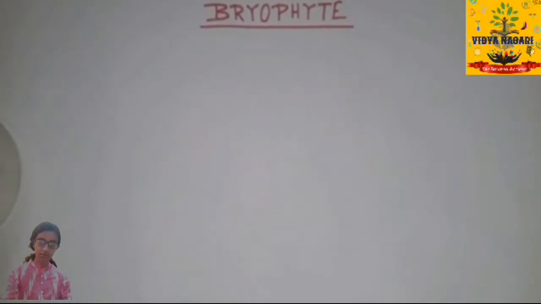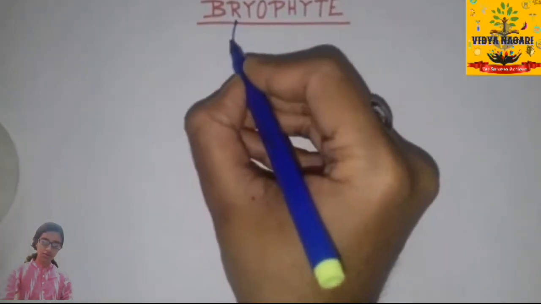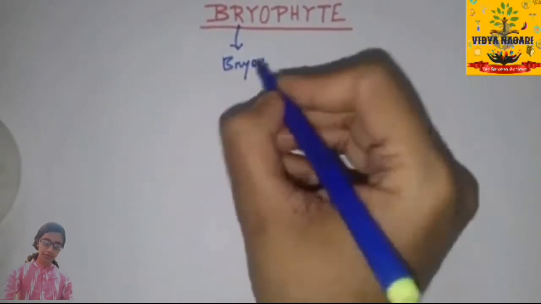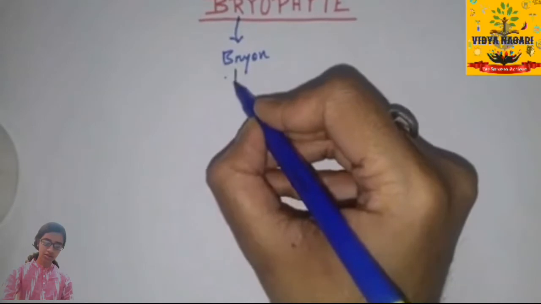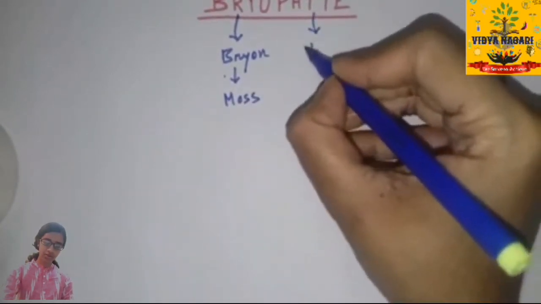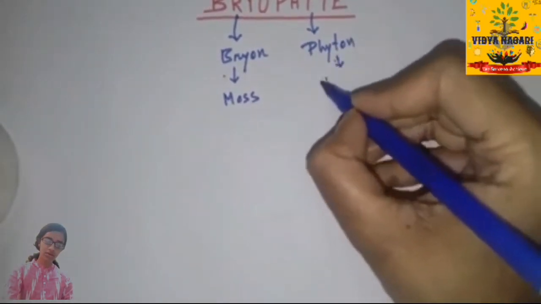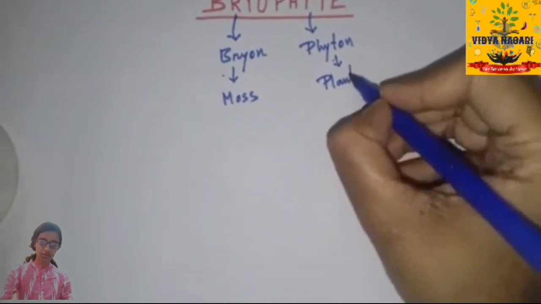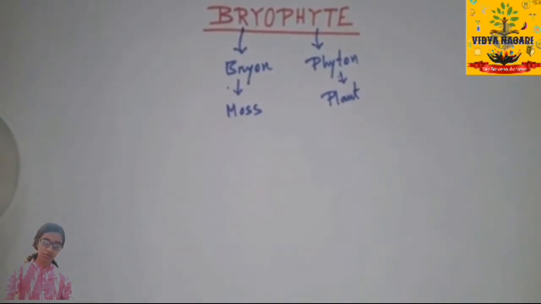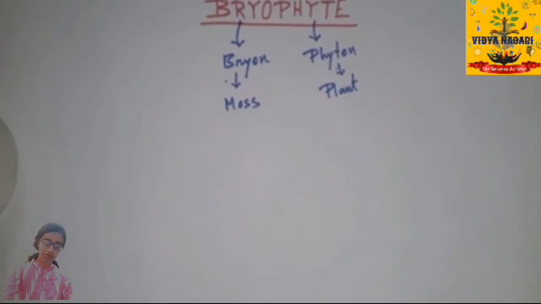Today I am going to describe bryophytes. Now this bryon means moss and phyton means plant. So the word bryophyte has come from two Greek words, bryon and phyton. Here bryon means moss and phyton means plant.